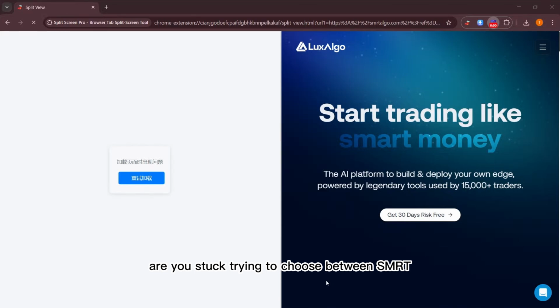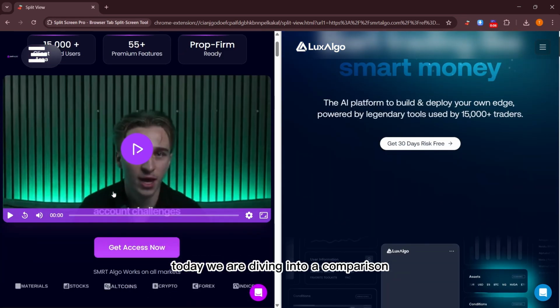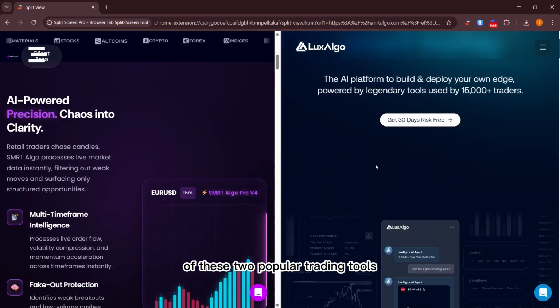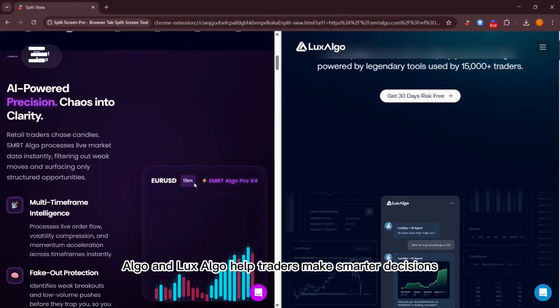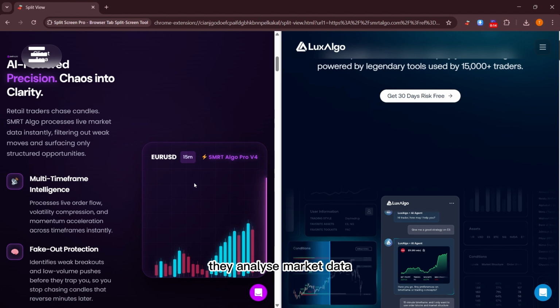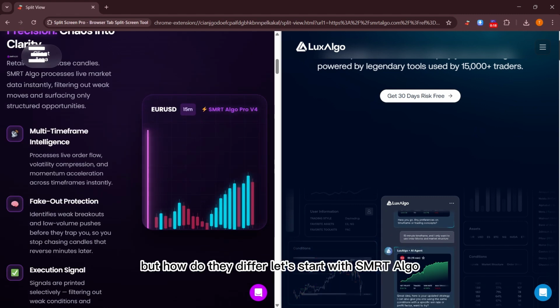Are you stuck trying to choose between SMRT Algo and Luxalgo? You're not alone. Today, we are diving into a comparison of these two popular trading tools. Both SMRT Algo and Luxalgo help traders make smarter decisions. They analyze market data and provide signals to guide your trades. But how do they differ?